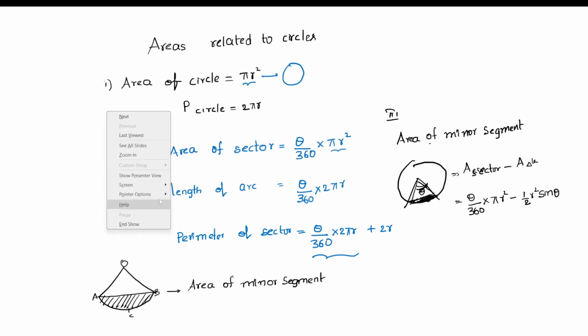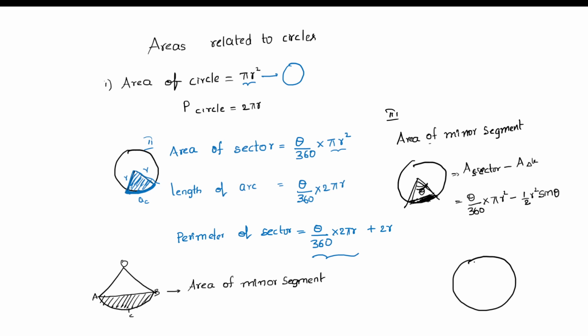Now what is minor segment? Let me make you very clear. If a circle is here and you are separating a circle by a chord or a secant, the part of the area which is above the secant is known as major segment, and the part of area which is below the secant is known as minor segment.